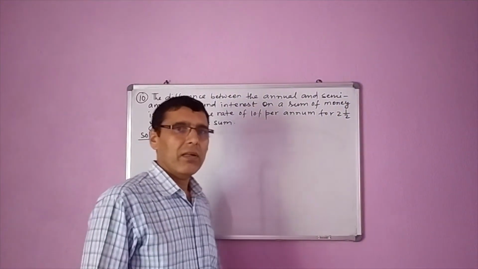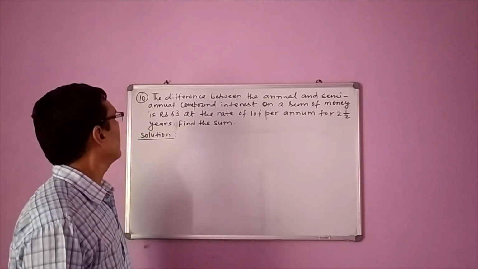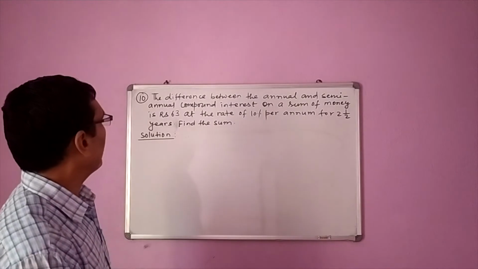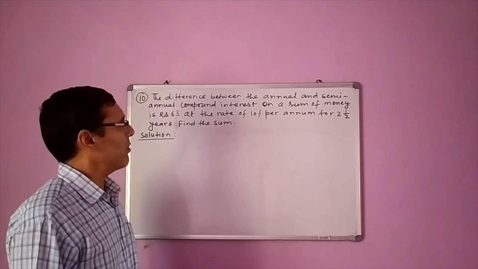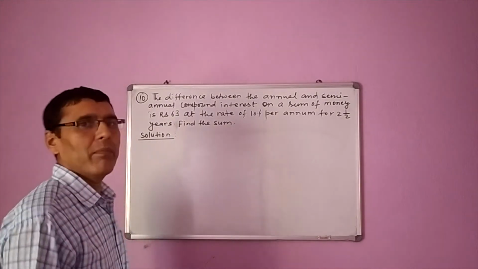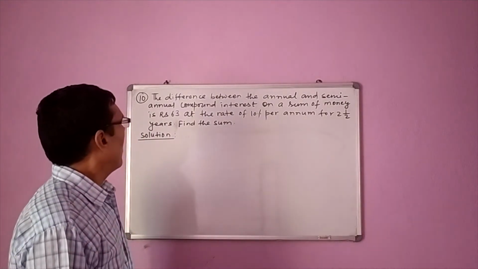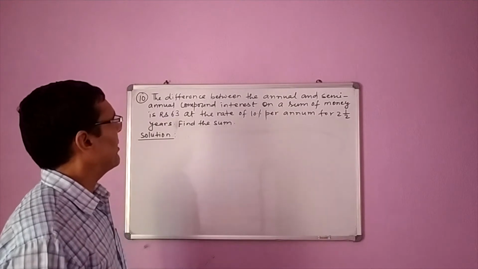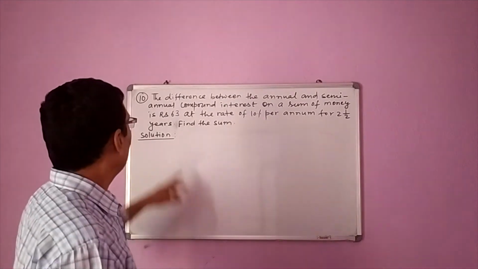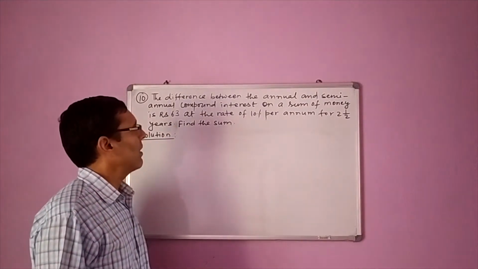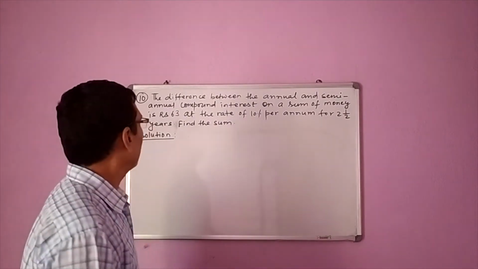Hello everyone, here is another question on compound interest. Question number 10. The question goes like this. The difference between the annual and semi-annual compound interest on a sum of money is rupees 63 at the rate of 10% per annum for 2.5 years. Find the sum. Here we have to find the sum, the principal. We are given the difference between the semi-annual and annual compound interest on that sum, which is rupees 63, for the rate of 10% per annum for 2.5 years time.